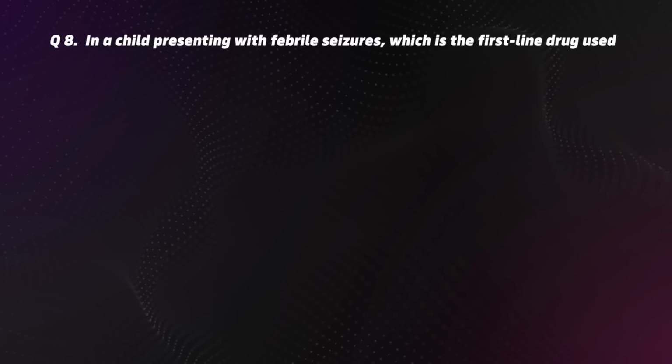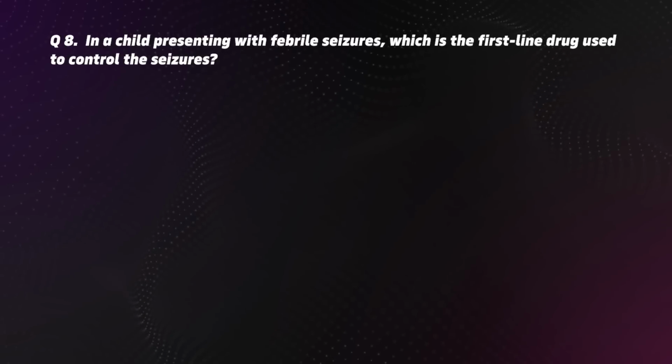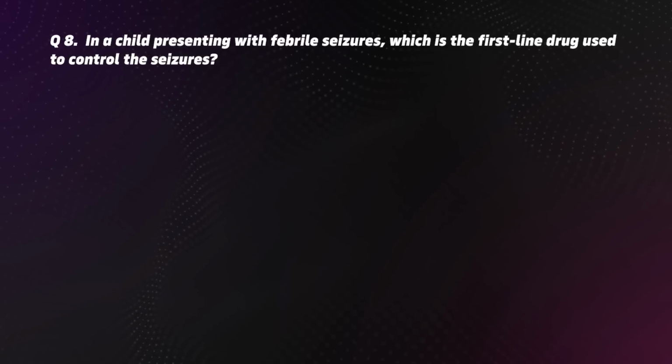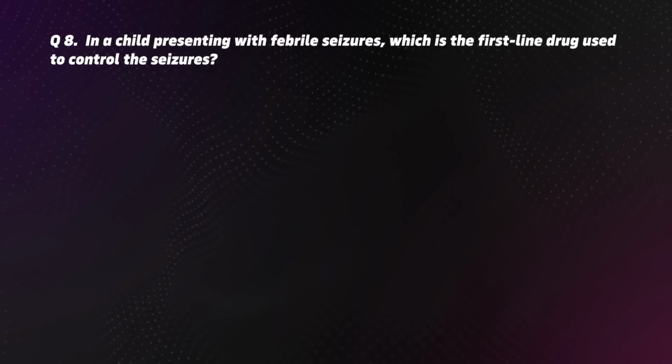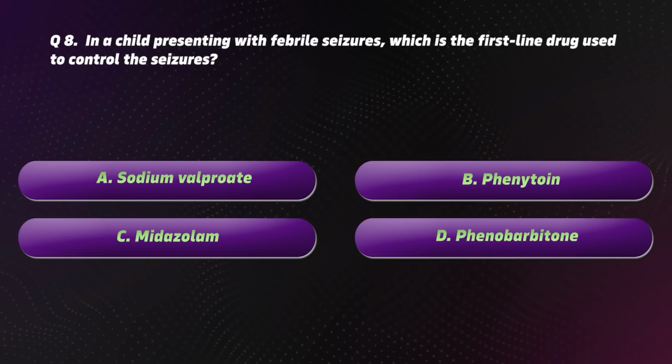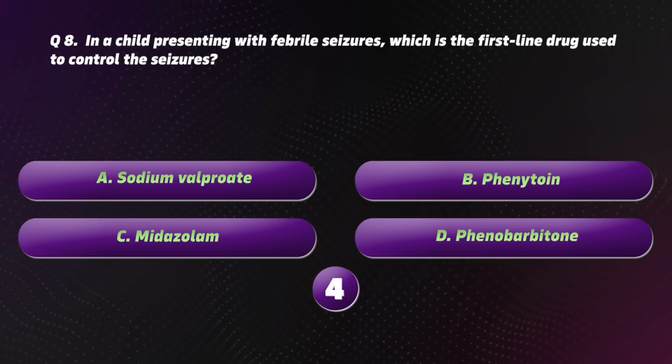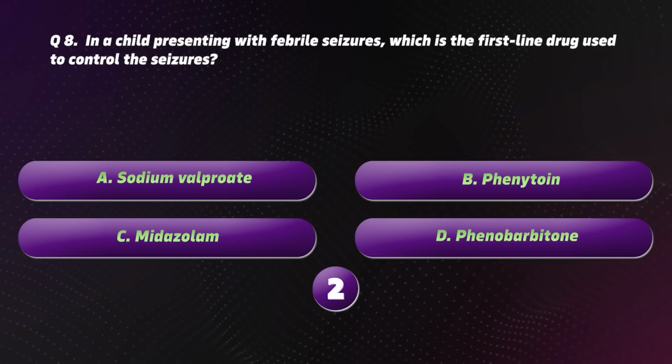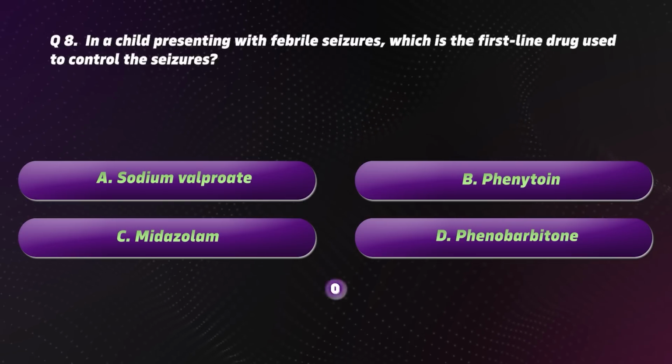Question 8. In a child presenting with febrile seizures, which is the first-line drug used to control the seizures? Here are the options. A. Sodium valproate. B. Phenytoin. C. Midazolam. D. Phenobarbital. And the correct answer is option C.